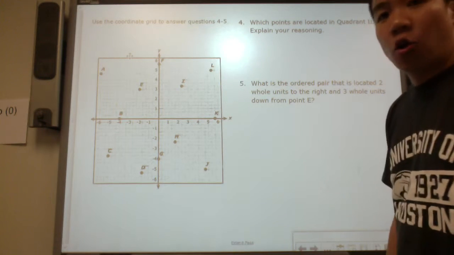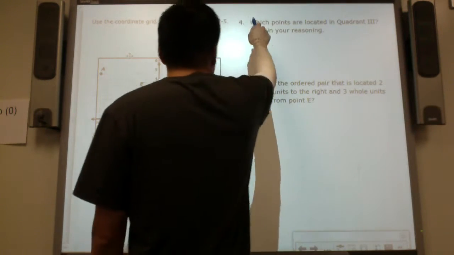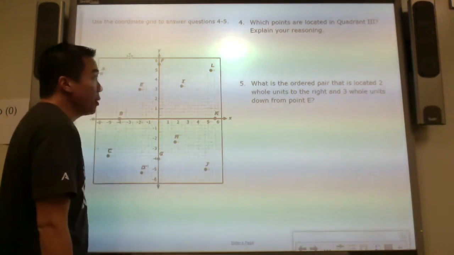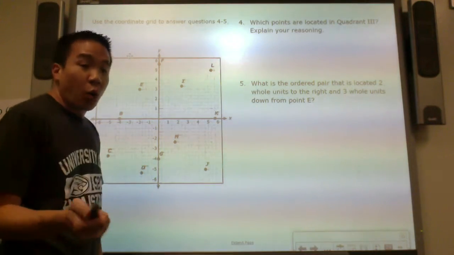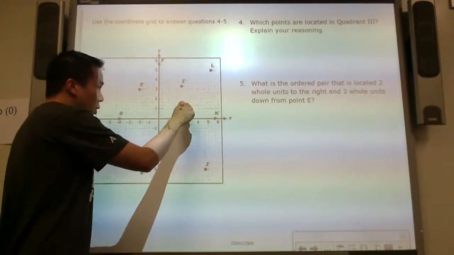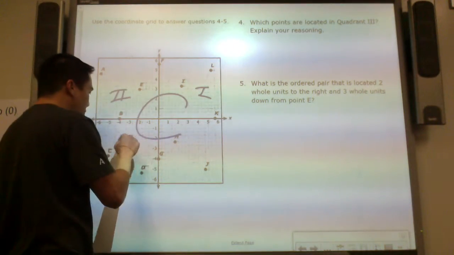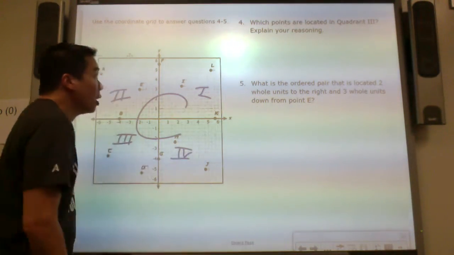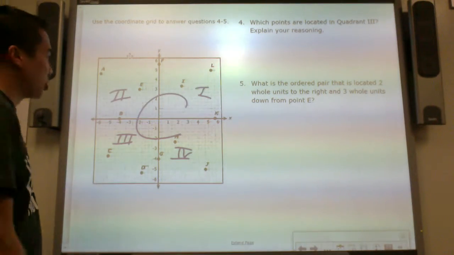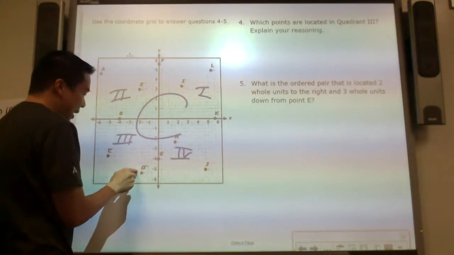This is a coordinate plane. Use it to answer 4 or 5. So what do you remember about the coordinate plane? The quadrants. Here's a shortcut. Write the letter C. Quadrant 1, quadrant 2, quadrant 3, quadrant 4. Which points are located in quadrant 3? C and D.